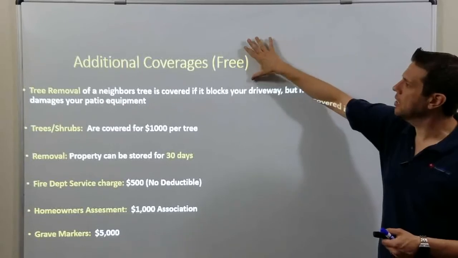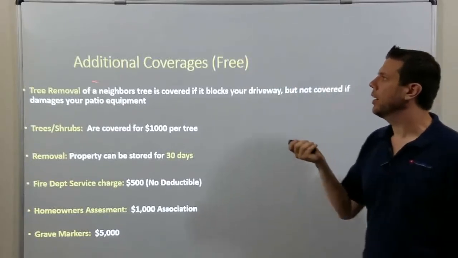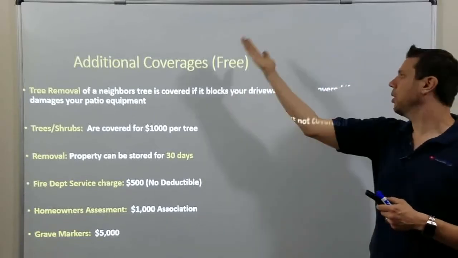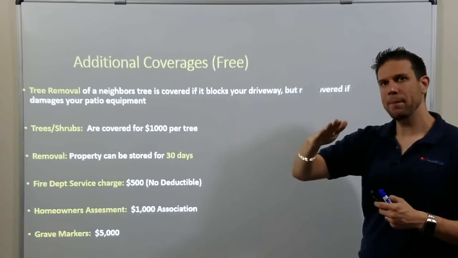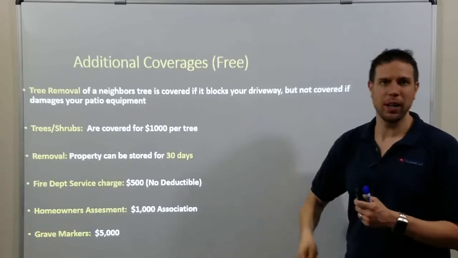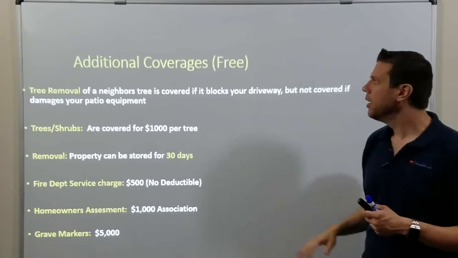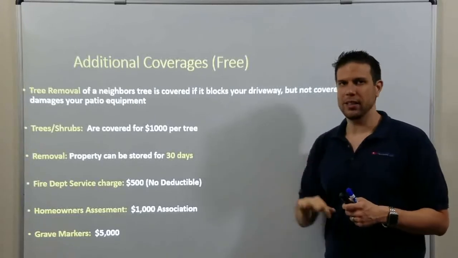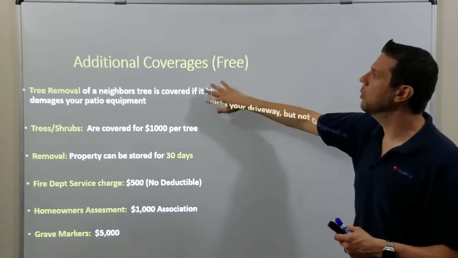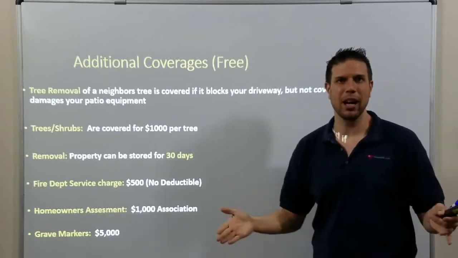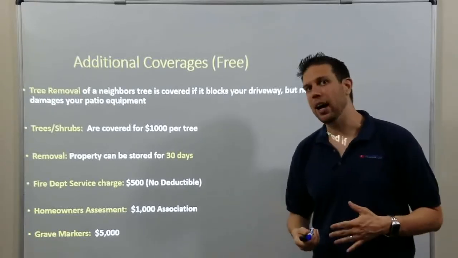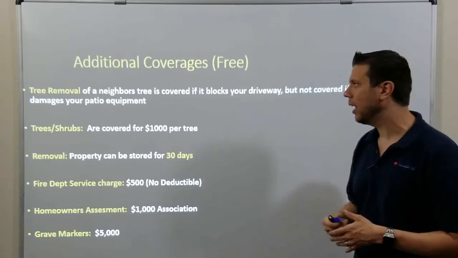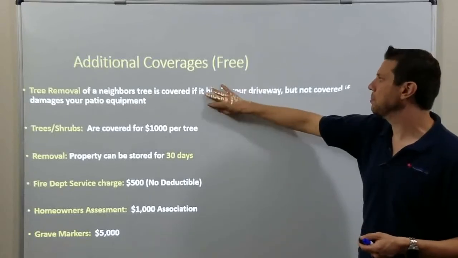Homeowners insurance has additional coverages just like dwelling. Homeowners insurance will cover tree removal. If your neighbor's tree falls onto your driveway, your homeowner's insurance can pay for somebody to chop it up so you can leave your house. But if the neighbor's tree falls on your patio equipment, it's not covered. It's a little nuanced. Tree removal has to be blocking you, typically a driveway, from either getting into the house or out of the house. But if it falls into your house, you have to go through lawsuits and subrogation. So tree removal is covered as long as it's blocking your house.